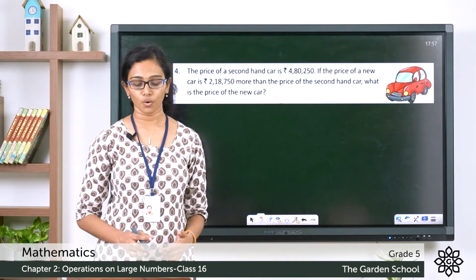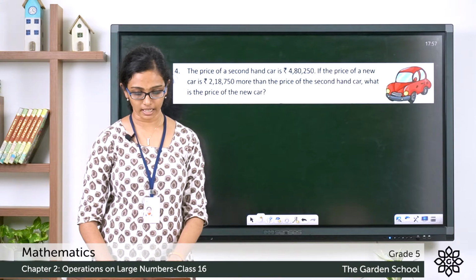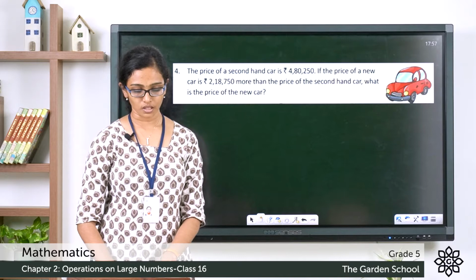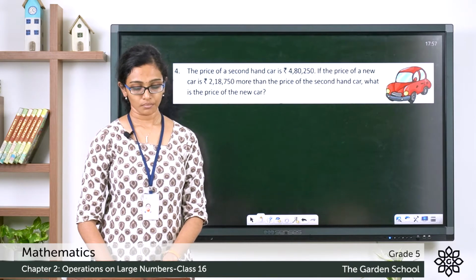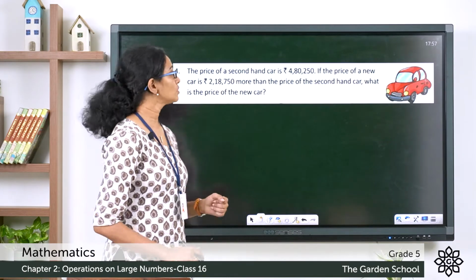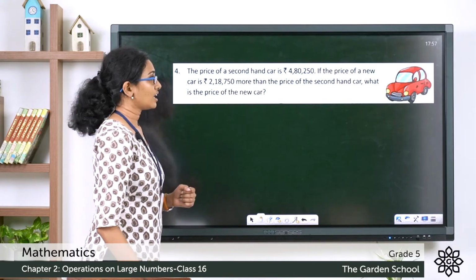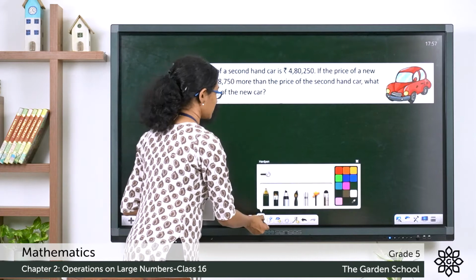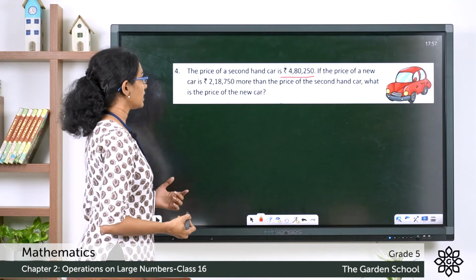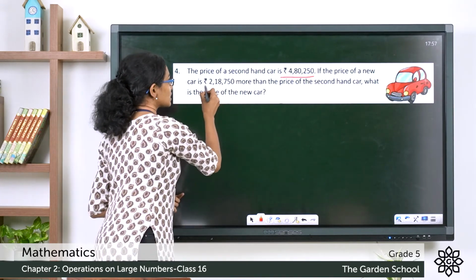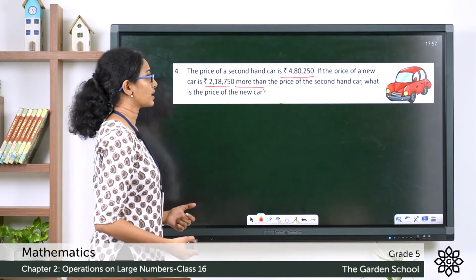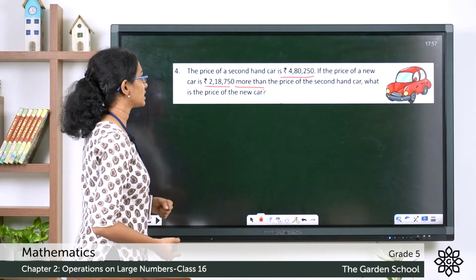Now let's move on to question 4. The price of a second-hand car is rupees 4,80,250. If the price of a new car is rupees 2,18,750 more than the price of the second-hand car, what is the price of the new car? So, a second-hand car was bought at a price of this much. Now, if he wants to buy a new car, the price of the new car will be this much amount more than the price of the second-hand car. Now, we are asked to find out what is the cost of the new car if that's the case.